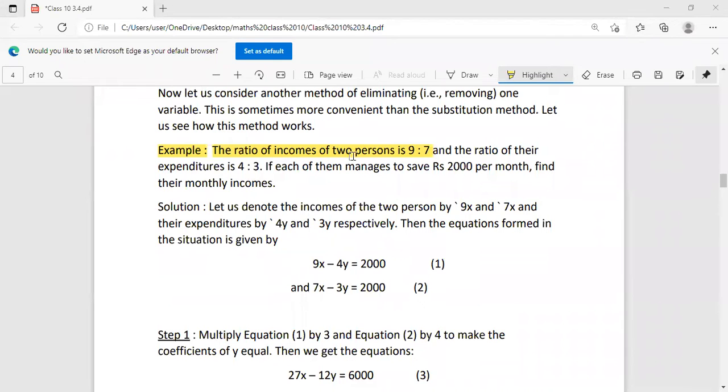So the ratio of incomes of two persons is 9:7, and the ratio of their expenditures is 4:3. That two informations are given to you. Okay. Now, if each of them manages to save rupees 2,000 per month, find their monthly income.